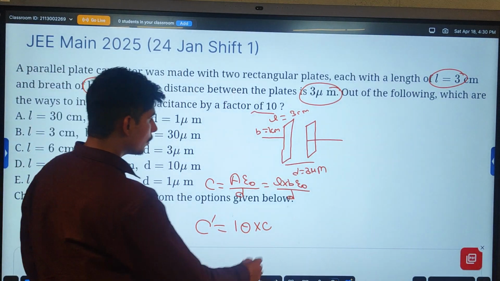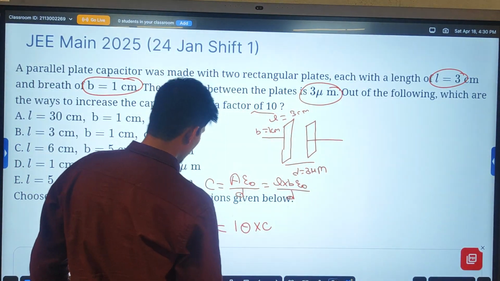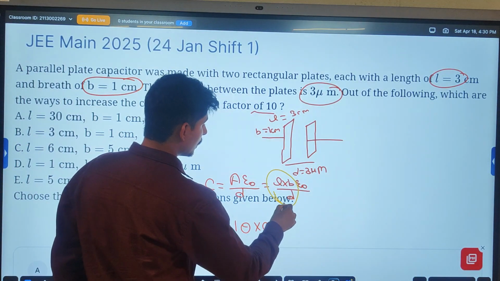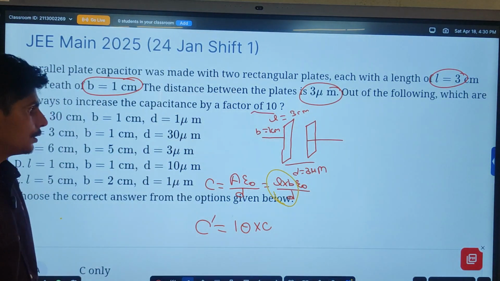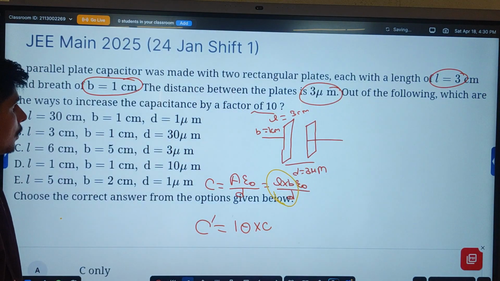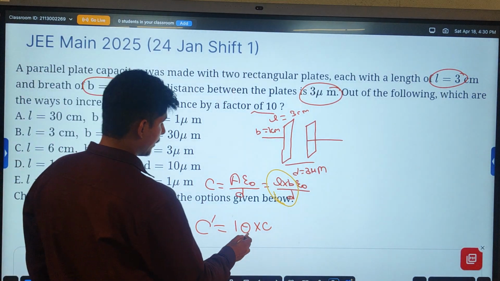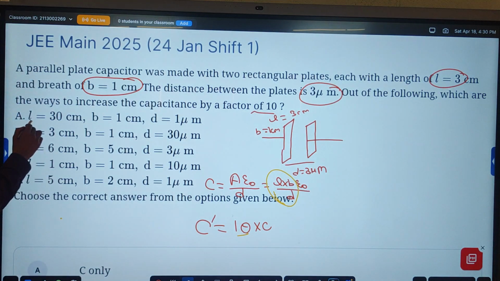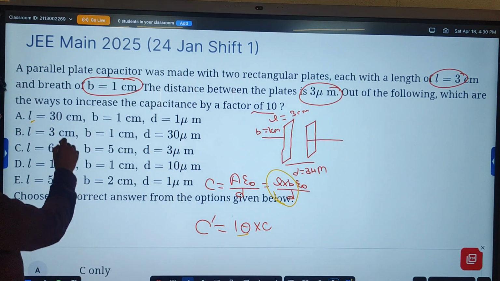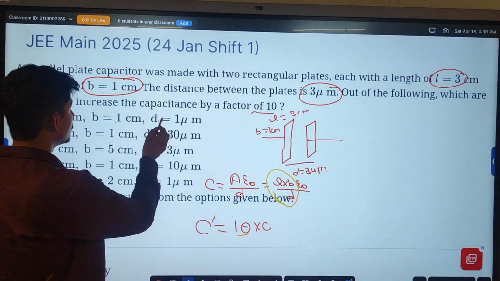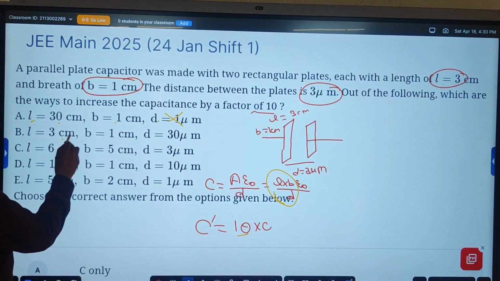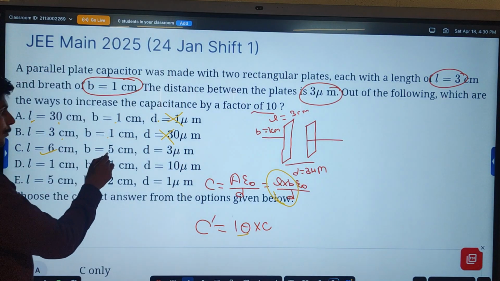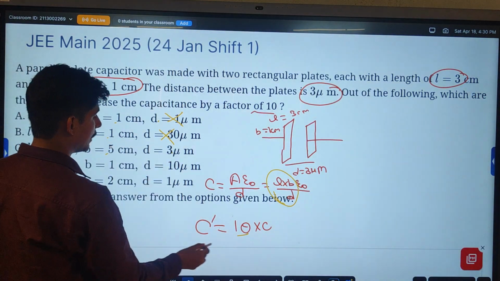We know that the capacitance of a capacitor depends on these quantities. If the multiplication and division of these quantities comes out to be 10, then it will be the final answer. So looking at the options, L is 30 centimeter, B is 1 centimeter, D is 1 mm, not possible. L is 3, B is 1, D is 30, which is also not possible. L is 6, B is 5, which is 6 into 5, 30 by 3, 10.